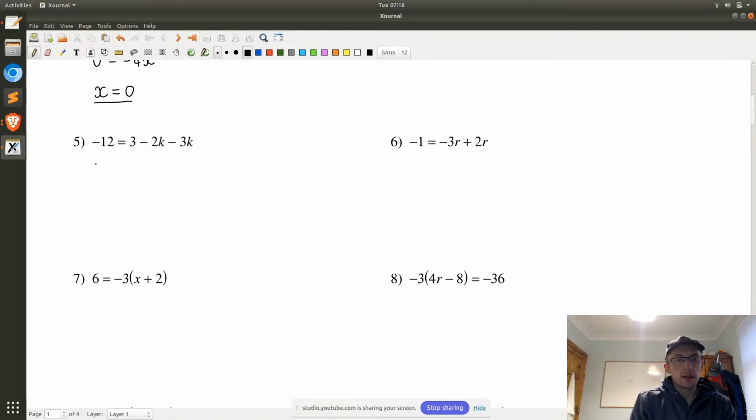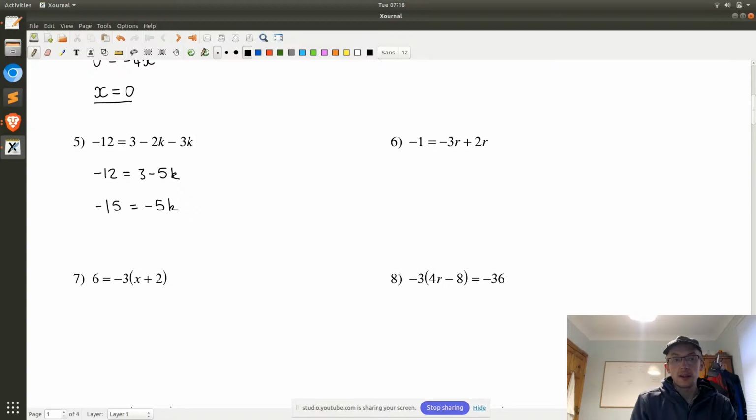This problem here, we straight away go to the right-hand side. 3 take 2k take 3k is 3 take 5k. Then we take away 3 from both sides, the left-hand side and the right-hand side. Taking away 3 from -12, we get -15. And on the right side, we have -5k. And then divide both sides by -5.